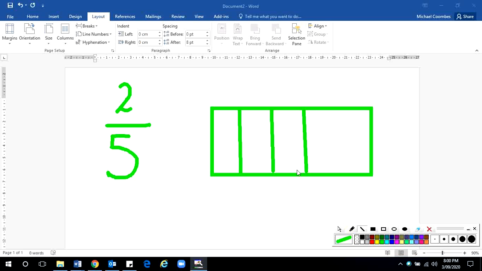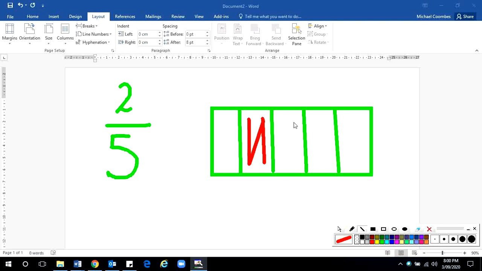So far you can see we've got 1 part, 2 parts, 3 parts, and now 4 parts, 5 parts. Okay, so I've created 4 lines in the middle, but those 4 lines meant I managed to chop that piece up into 5 equal pieces. I now want 2 of them.